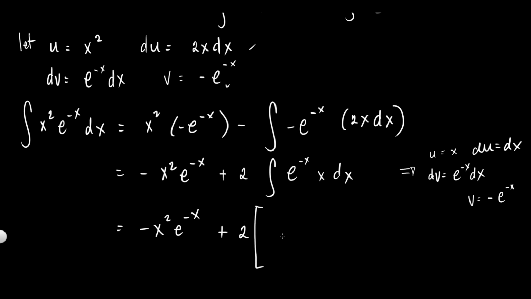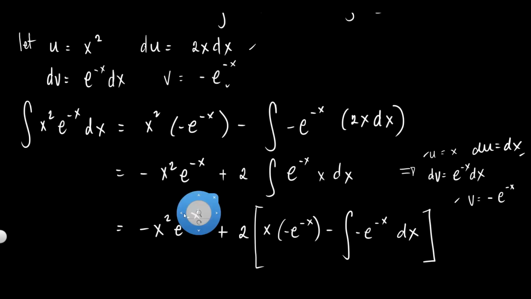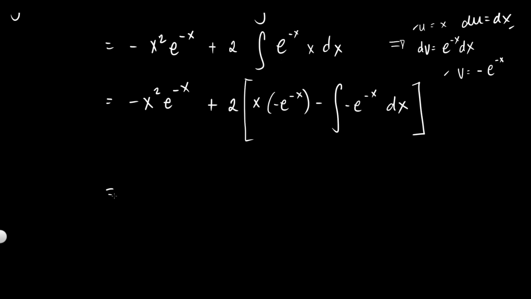So, times uv also, uv minus the integral of v du dx. Then, bracket. Next. Equals minus x squared e raised to minus x plus 2 times, minus x e raised to minus x, minus minus, so plus, okay, plus the integral of e raised to minus x dx.